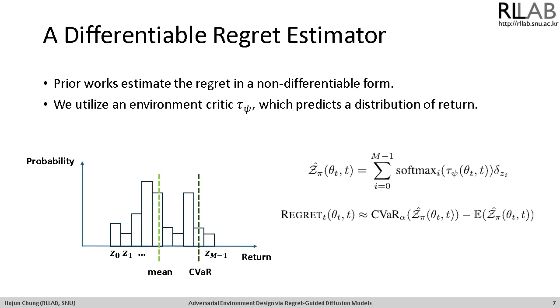Furthermore, prior works on UED propose various methods to estimate the regret using episodic returns or temporal difference errors, but none of them are differentiable. To resolve this issue, we train an environment critic to predict a return distribution of the current policy on the given environment. We further approximate the maximum with a conditional value at risk, as it converges to the maximum as a risk measure goes to zero.